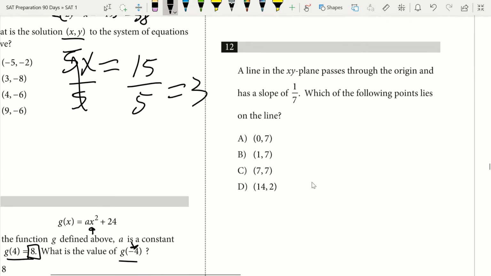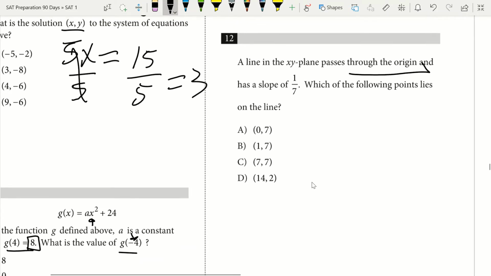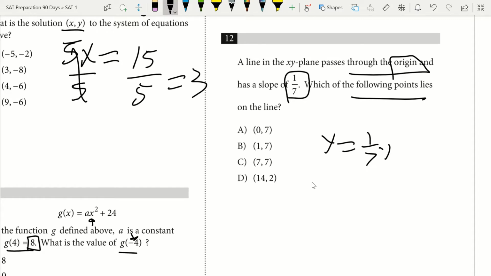All right, question 12. A line in the xy plane passes through the origin, which is (0, 0), and has a slope of 1/7. Which of the following points lies on the line? That's just going to be y equals 1/7 x. I see that then my y is going to have to be less than whatever my x is. That means A is wrong, B is wrong, C is wrong. D is my only plausible answer there.